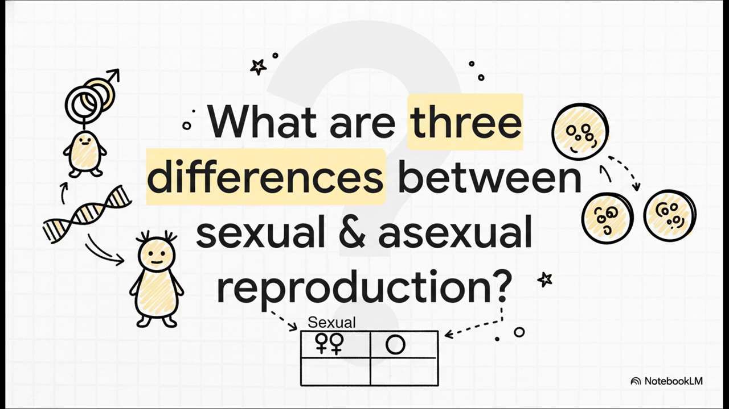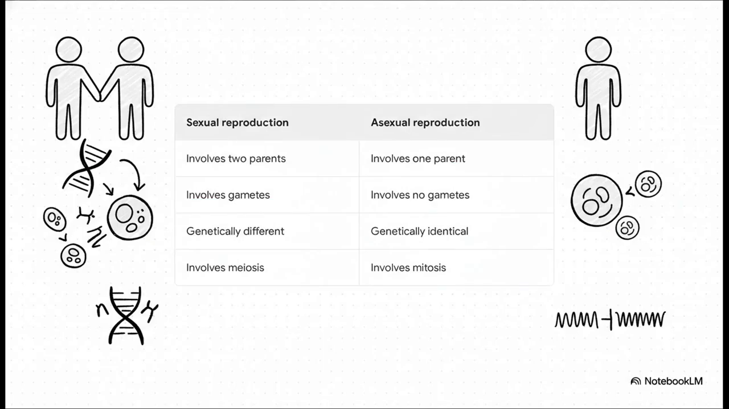They've even given you the first pair, so your job is to come up with 3 more distinct pairs of differences. And here are all the acceptable comparisons straight from the mark scheme. You could talk about 2 parents versus 1, gametes versus no gametes, genetically different offspring versus clones, or meiosis versus mitosis. The key thing is, you need to provide 3 complete pairs, 1 point for the sexual column and its direct opposite for the asexual column to get each mark.